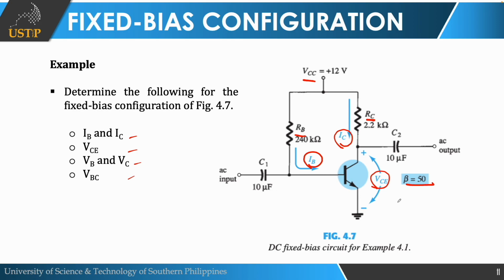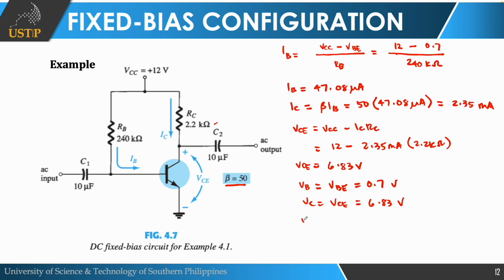Now, the last unknown value that we need to solve is VBC. We can use KVL to get the VBC from the base collector terminals. But we can make use of the expression that VBC is just equivalent to VB minus VC. And that is 0.7 minus 6.83 volts. So VBC now is equivalent to negative 6.13 volts.